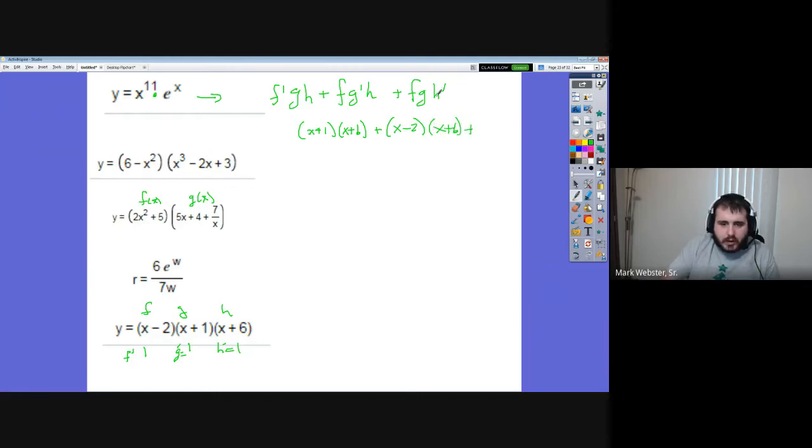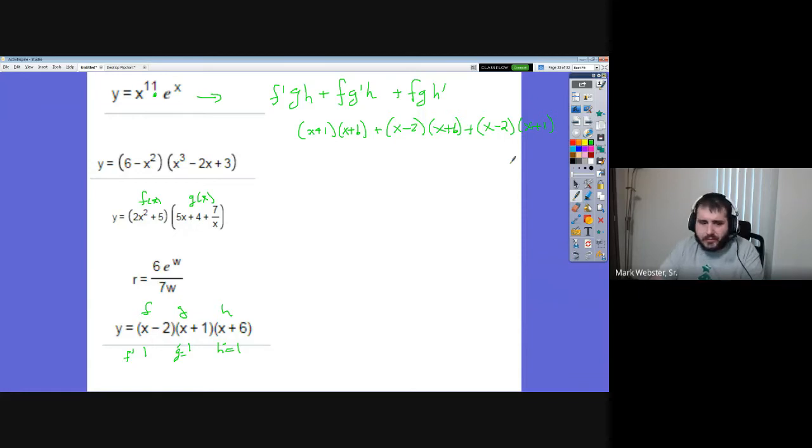And then here, H prime. Well, that was 1, so I'm just going to do F and G. And this would be your answer. And again, the knee-jerk reaction here is to try and distribute all this out and combine it.